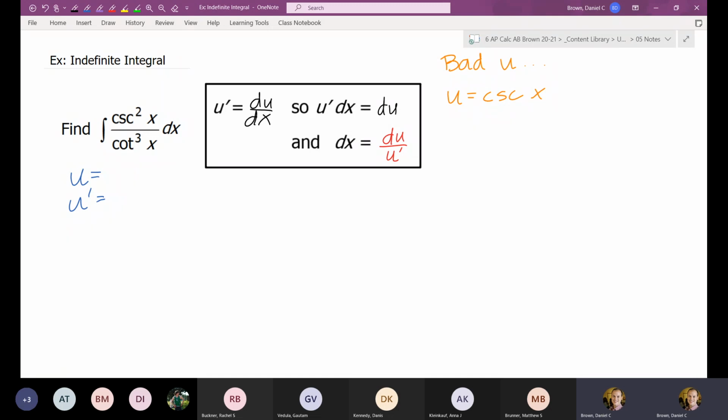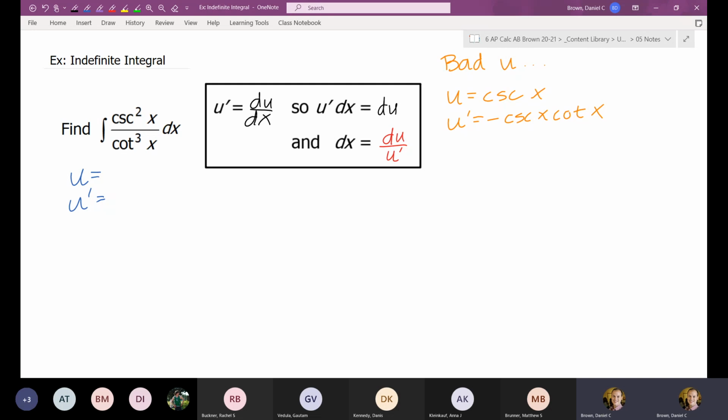What's the derivative of cosecant? It's negative cosecant of x times cotangent of x, which is not going to be very useful to you for simplifying the problem. So u is cosecant of x, but you have a cotangent cubed left over. Its derivative only gave you one cotangent and an extra cosecant. So that would not be useful. Not everything will cancel. You're going down a wrong path.